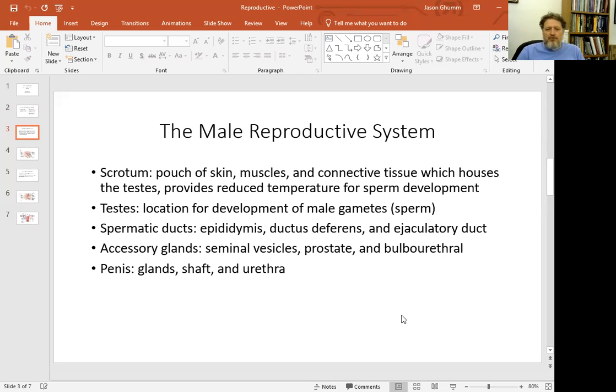You have the epididymis, which stores sperm. The ductus deferens, which is also known as the vas deferens, is a tube for the sperm to travel in during ejaculation, and then you get the ejaculatory duct. Some accessory glands that help this process are the seminal vesicles, the prostate, and the bulbourethral glands. Then you have the penis, which has the glans, the shaft, and then the urethra.